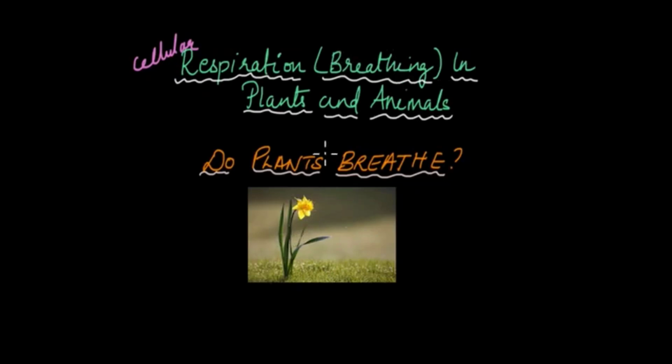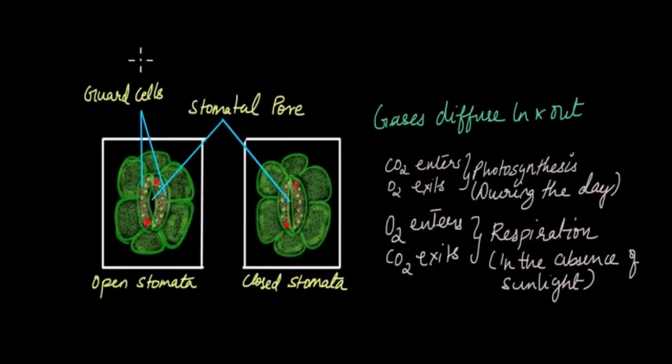How do you think these plants breathe? Well, the answer lies in their leaves. The leaves of plants have tiny openings or pores known as stomata. In this image, you can see the tiny openings here. This is a stomata. Now, whenever the stomata is open, gas exchange takes place. And whenever it is closed, gas exchange does not take place. The opening and closing of the stomata is regulated by these guard cells. But the stomatal pore is the actual opening through which gas exchange takes place.